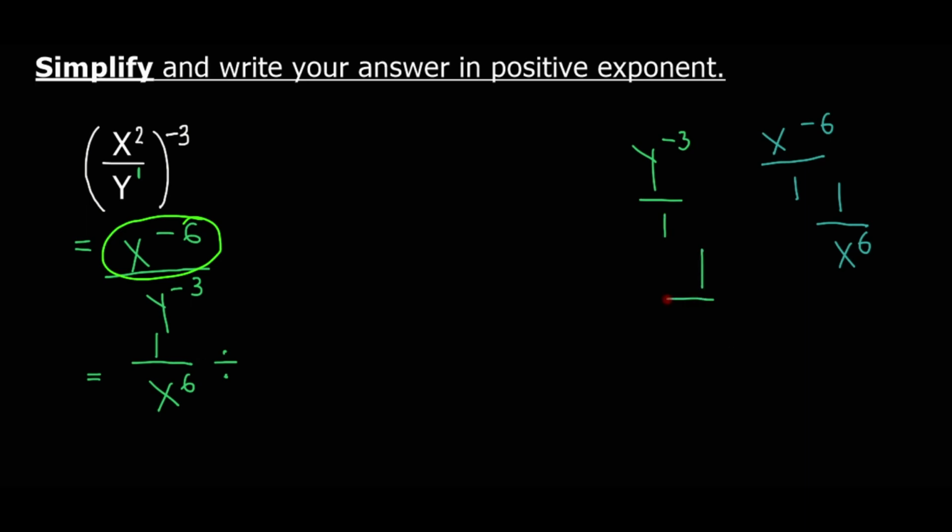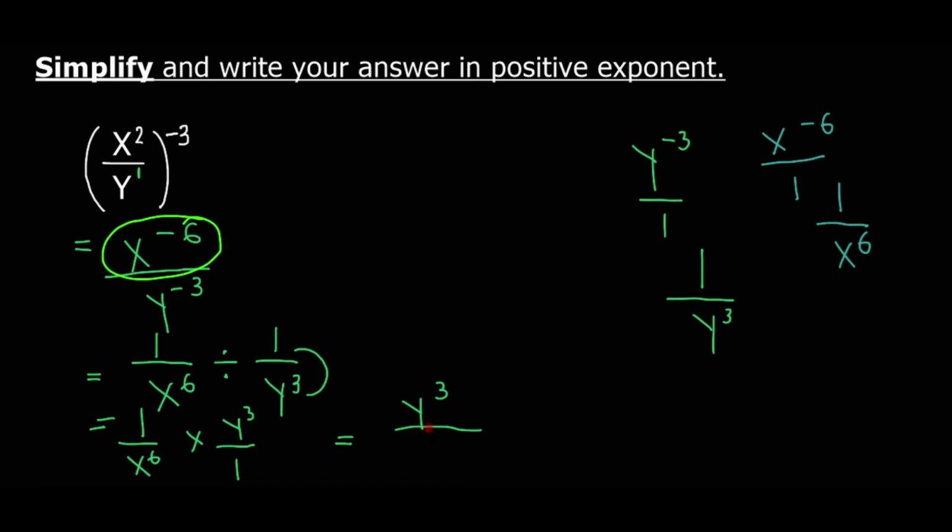And then, row 1 over y cube, and from here, probably 1 over y cube, and then from this step change division into multiplication, and then probably 1 over x to the power 6, and then times, denominator by numerator and the numerator by denominator, probably y cube over 1. And then from here, 1 times y cube is y cube. And then x to the power 6 times 1 is 1 over x to the power 6. And then this is our answer.